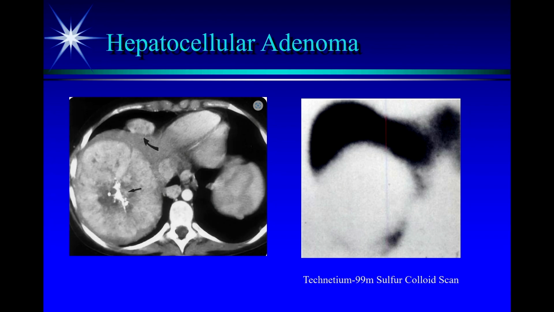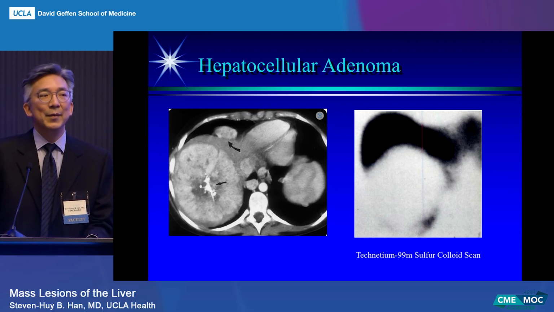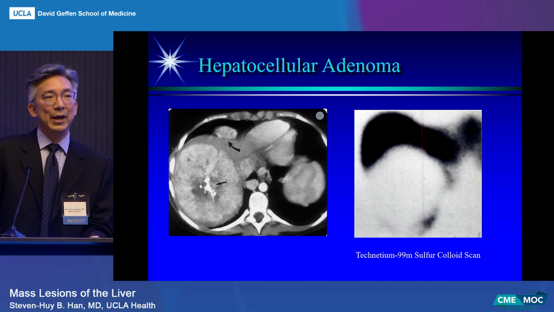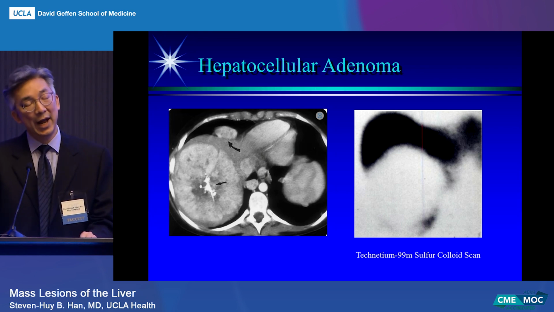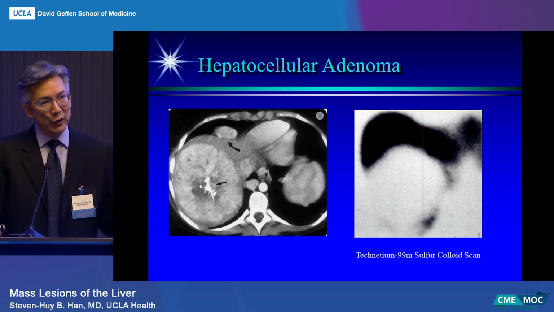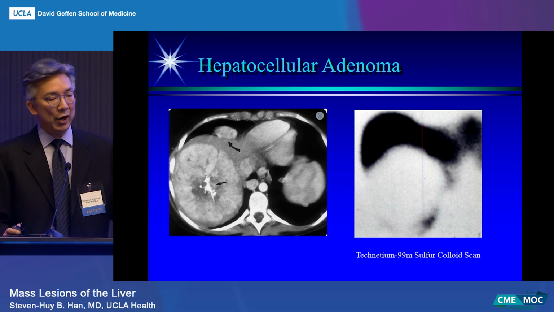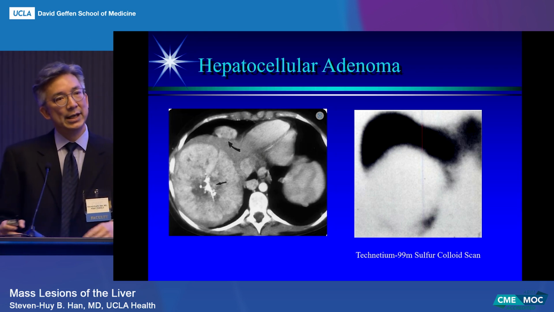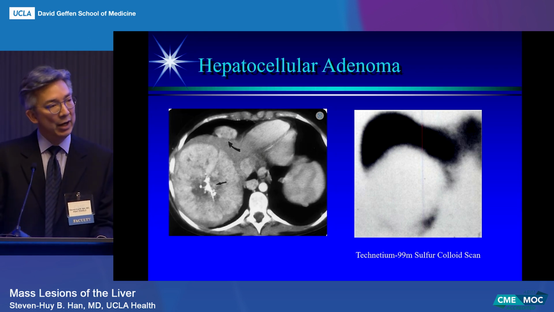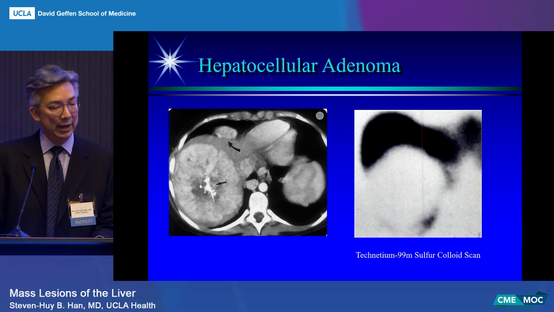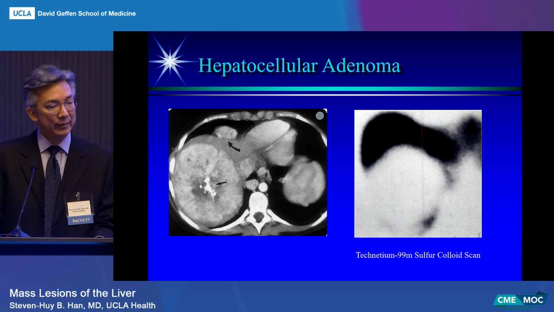So what I like to do is order a liver spleen scan, because a liver spleen scan is taken up by Kupffer cells, and adenomas don't have Kupffer cells. So if you do an imaging like a CT or an MR and you have a lesion and you're still trying to decide FNH versus adenoma, you can order a liver spleen scan, and the adenoma will not show up. It'll show up as a big absent spot.